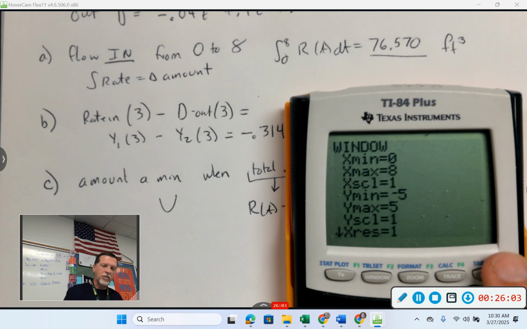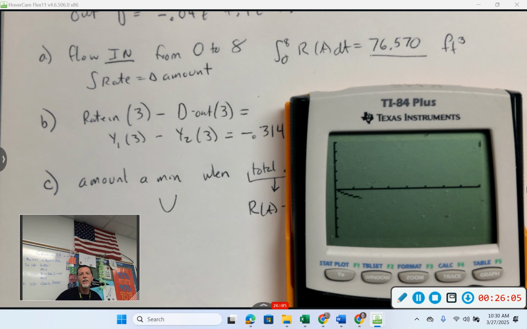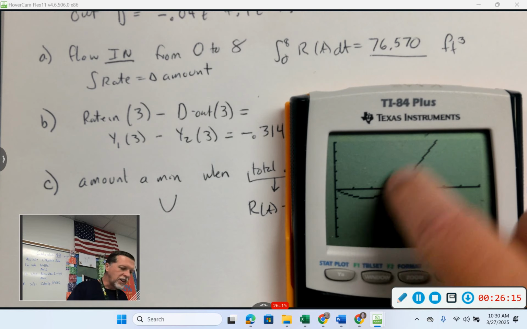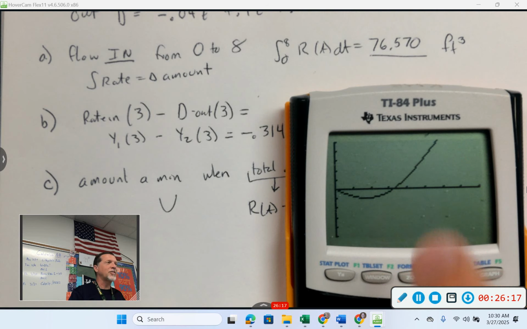So I'm just messing with my window so I can see it better now. Is she zoomed out too far or zoomed in too far? If you're zoomed in too far, you will see the x-intercept, but it'll look more like a straight up and down line. If you can't see it at all, if it looks like a flat line, you're zoomed out too far.